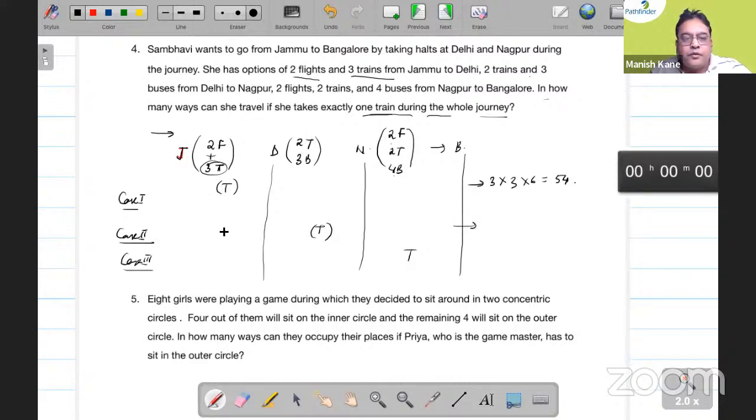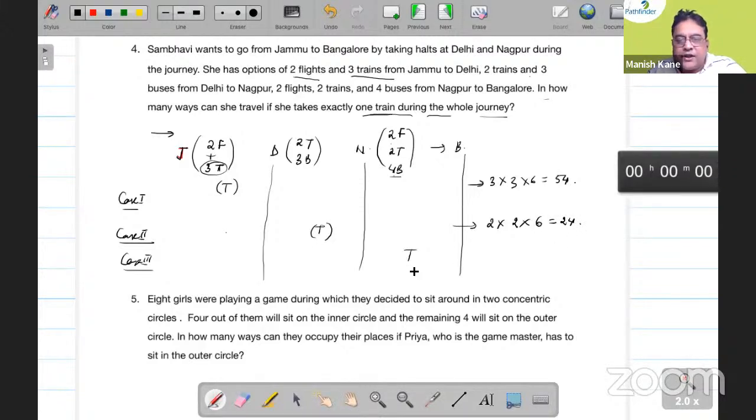Case 2, she doesn't take a train from Jammu to Delhi. So it will be only 2 flights from Jammu to Delhi, multiplied by, she takes a train between Delhi to Nagpur. So again, 2 choices of trains. And from Nagpur to Bangalore, she doesn't take trains. So either 4 buses plus 2 flights. So 6 cases. So 24 ways.